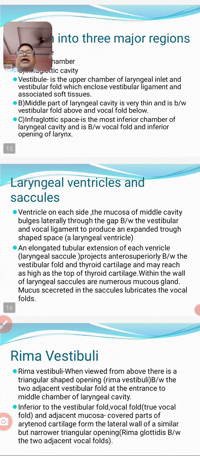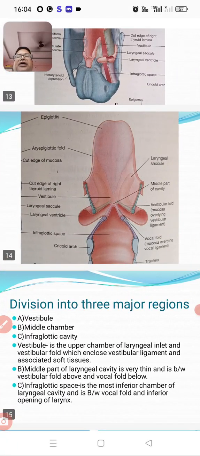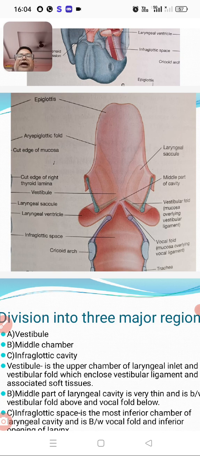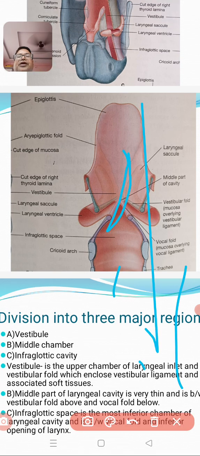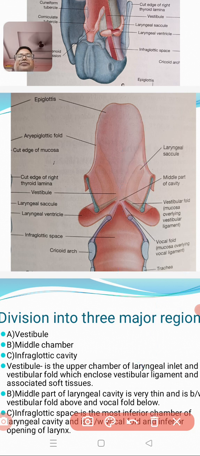Now the ventricle of the larynx and the saccule of the larynx. On each side, the mucosa of the middle cavity bulges laterally through the gap between the vestibular and the vocal ligament to produce an expanded trough-shaped space that is called the laryngeal ventricle. This figure shows the laryngeal ventricle, and from the laryngeal ventricle, this is the laryngeal saccule.